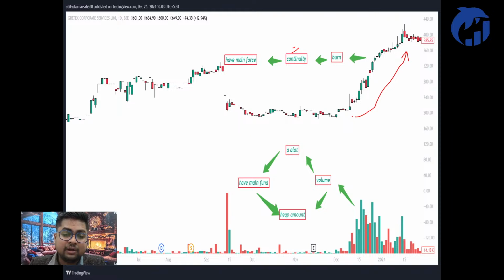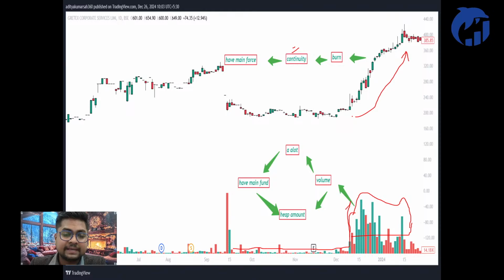If you look at the volume, it's a lot, it's in a bulky manner. Look at this volume, it's in a bulky manner, and it's a heap amount. It's also very bulky, with a lot of volume in a continuous increase. Just look at this level, the volumes are very low, and suddenly the volume has increased to this level.